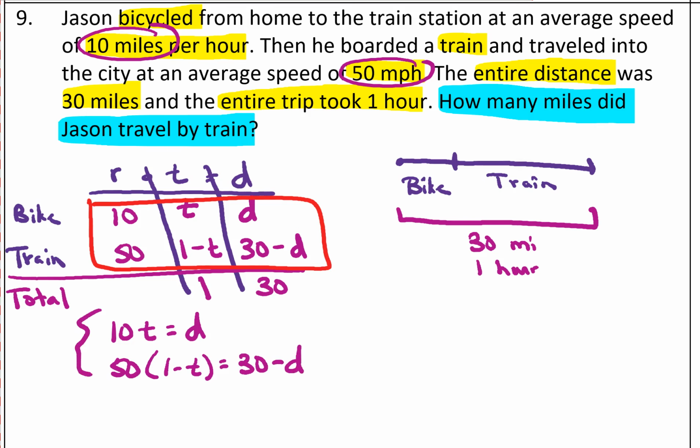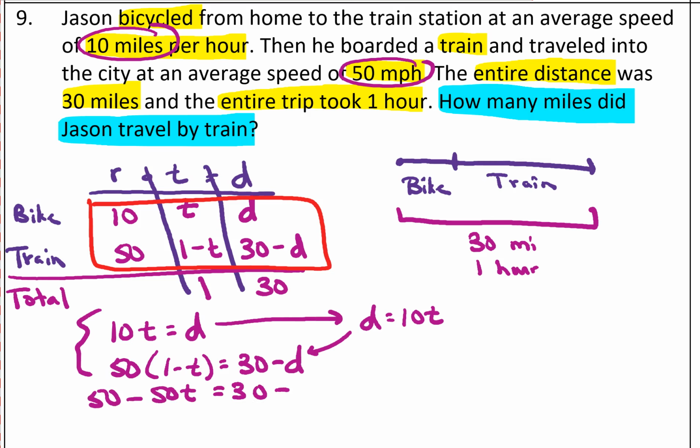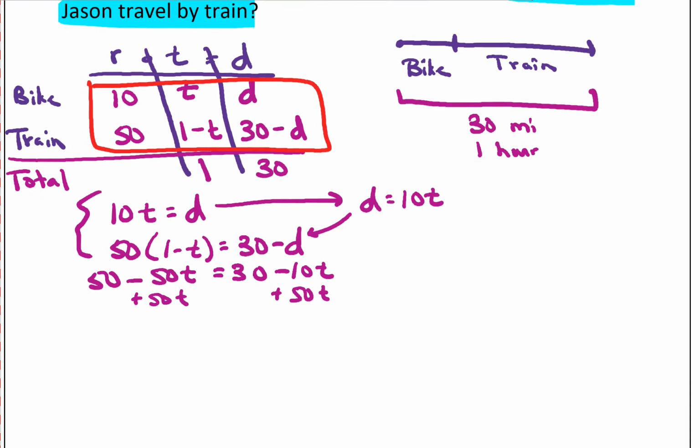Now again, this is set up for substitution. So d equals 10t. We're going to plug that in. Go ahead and distribute. So 50 times 1 is 50 minus 50t equals 30 minus 10t. Let's get those t's together. So I'm going to add 50t to both sides. So that's going to give me 50 equals 30 plus 40t.